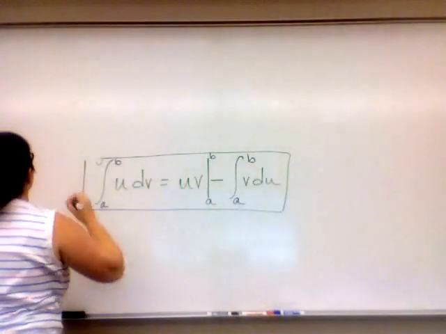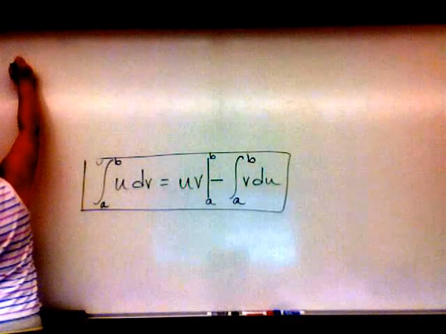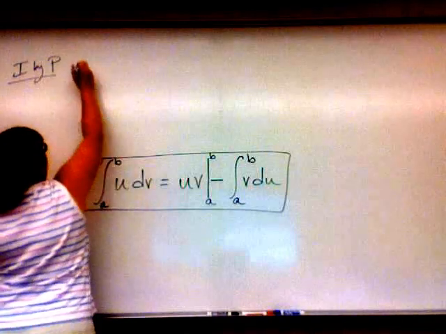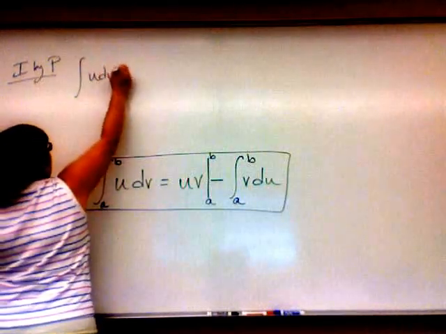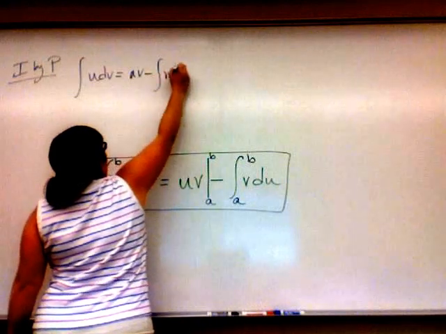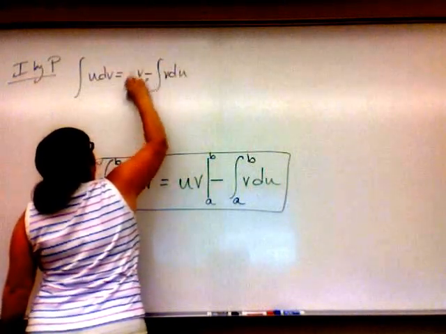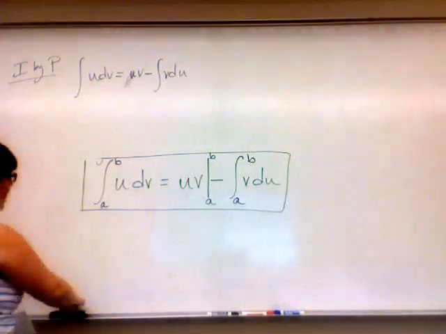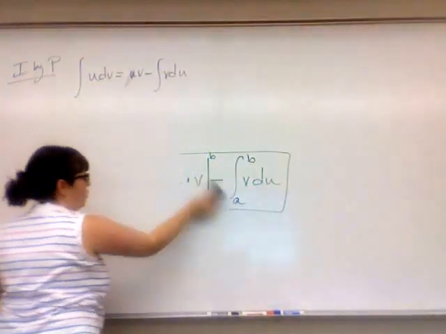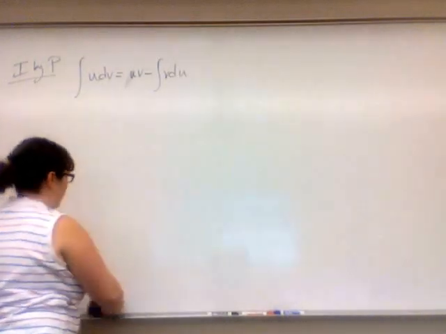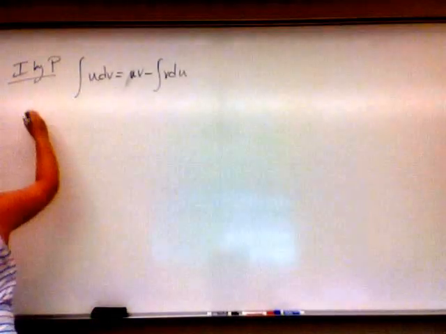Okay, so I'm going to do an indefinite integral, so integration by parts. If I had the integral of u dv, that would be uv minus the integral of v du. And again, if it's a definite integral, apply the limits of integration across everywhere. So let's first try an example.